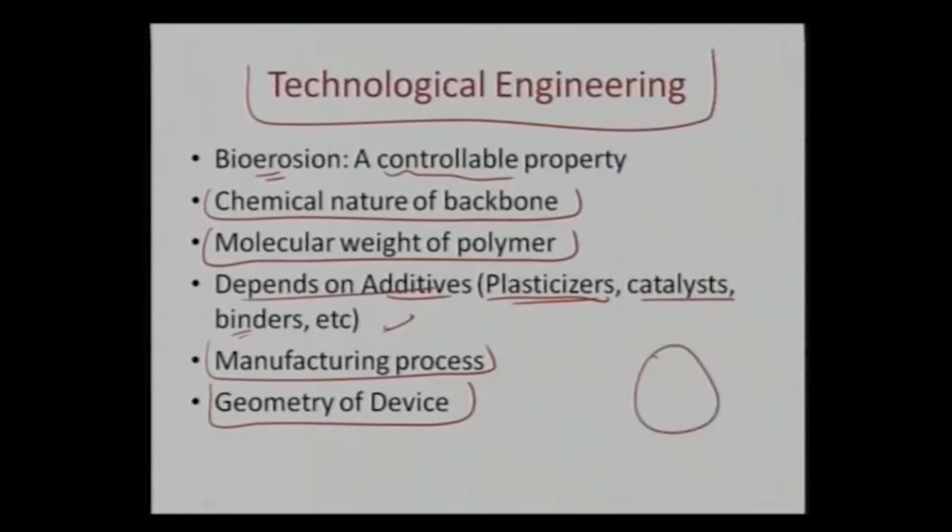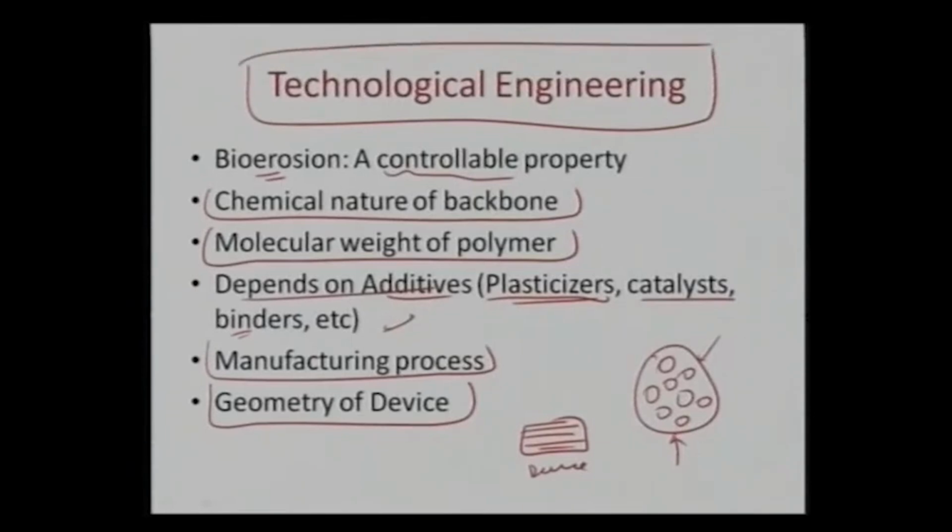Like if we have a certain device which is spherical in nature, it has a very high surface area, and if we introduce certain pores in it, this device might degrade at a much faster rate than a slab which is highly dense. So this dense device may degrade at a much slower rate in comparison to a porous spherical entity. So technological engineering is also possible by controlling the overall chemical nature of the backbone, the molecular weight, the additives, or even the manufacturing process. Those are the parameters available to us in terms of dictating the degradation rate which we want in a degradable polymer.